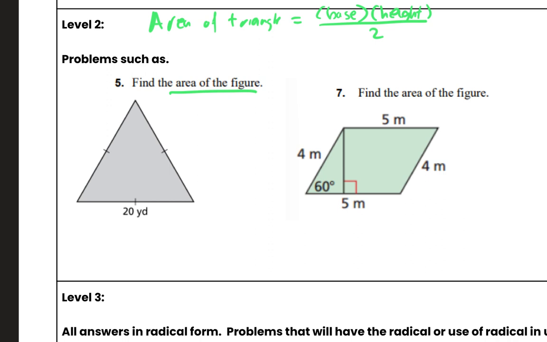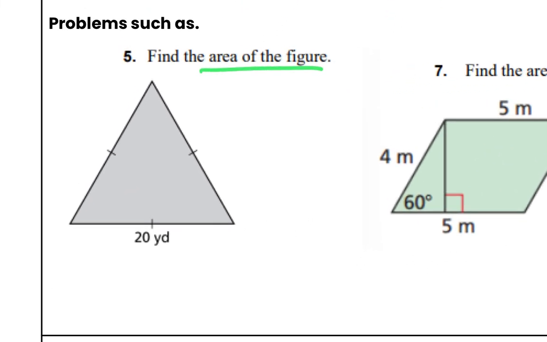Okay, so let's first talk about this number 5 over here. Find the area of this triangle. Well, the base is 20, right? We need to find the height, and then we can divide by 2. We're going to say the area is the base times the height divided by 2, right? So we need to figure out that height first.